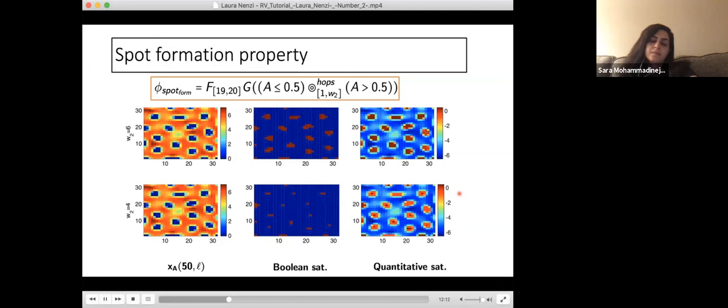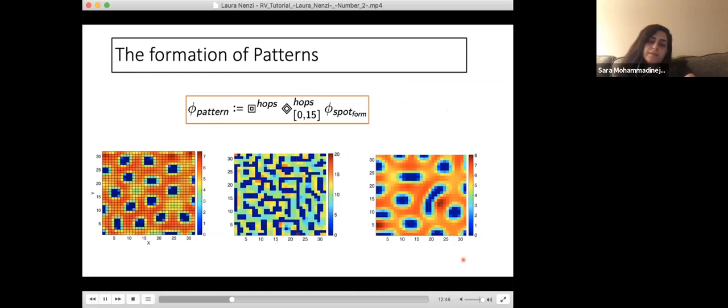Instead, on the right, you can see the quantitative satisfaction in each cell, and the color corresponds to the color of the legend. So the maximum value where the property is satisfied is anyway very close to 0, and this is because we are using just the protein A, and here we are considering one property that should be less than a certain value and this property greater than the same value.